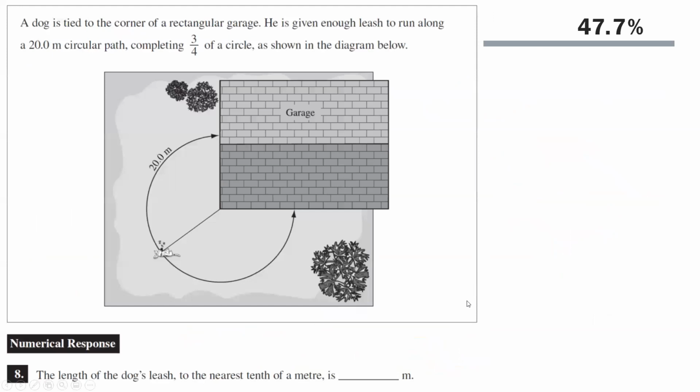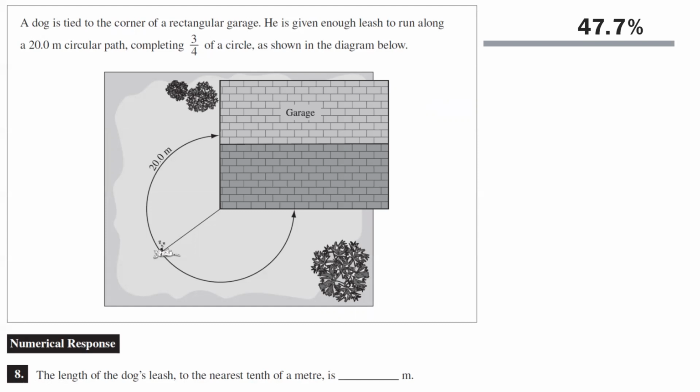Final question of the day. This one is a diploma exam question. A dog is tied to the corner of a rectangular garage. So he's got his leash there. He's given enough leash to run a 20.0 meter circular path, completing 3/4 of a circle as shown in the diagram below. The length of the dog's leash to the nearest 1/10 of a meter is blank. I actually want you guys to pause the video here and give this one an honest try. You can see the number of students in the province that got this one right up in the top corner there. But pause the video, I'll go over it in just a second.